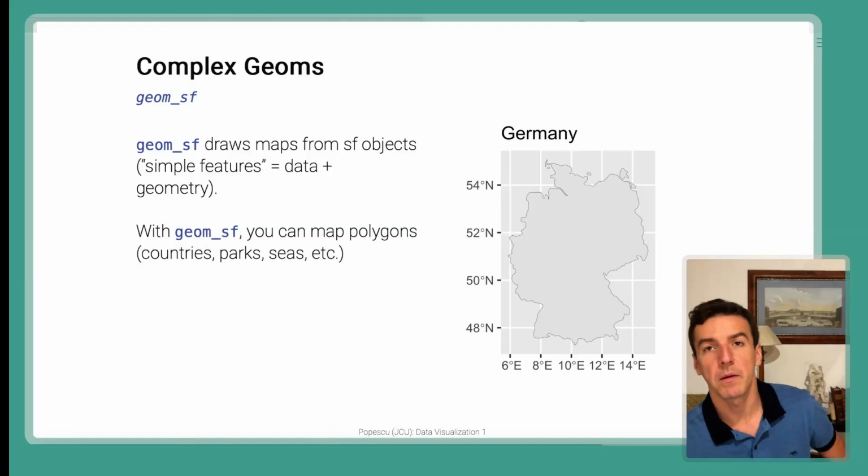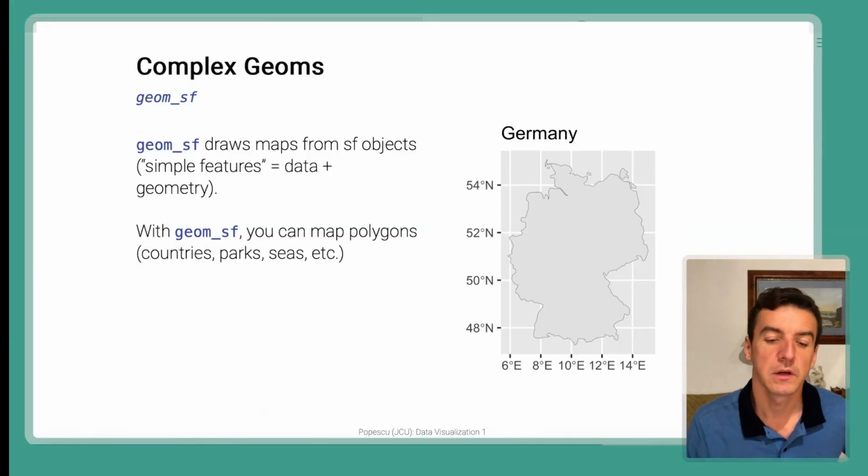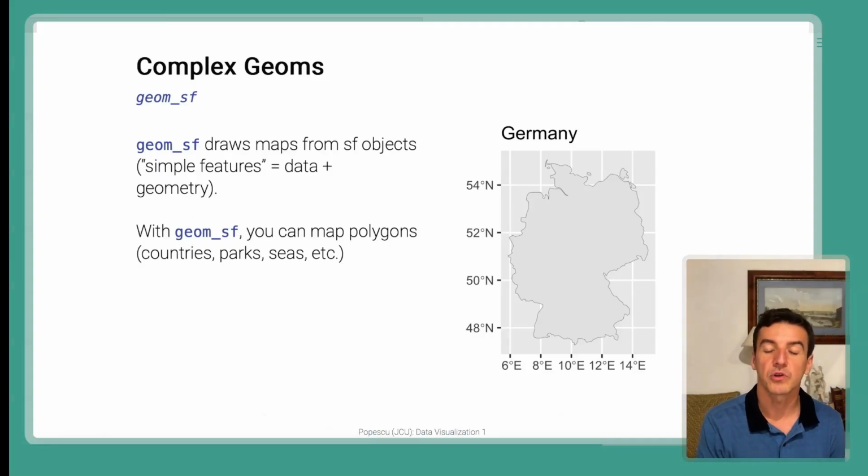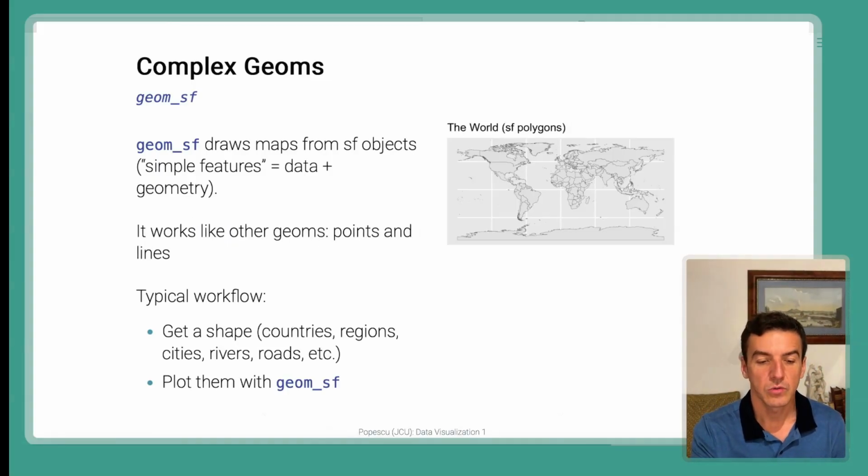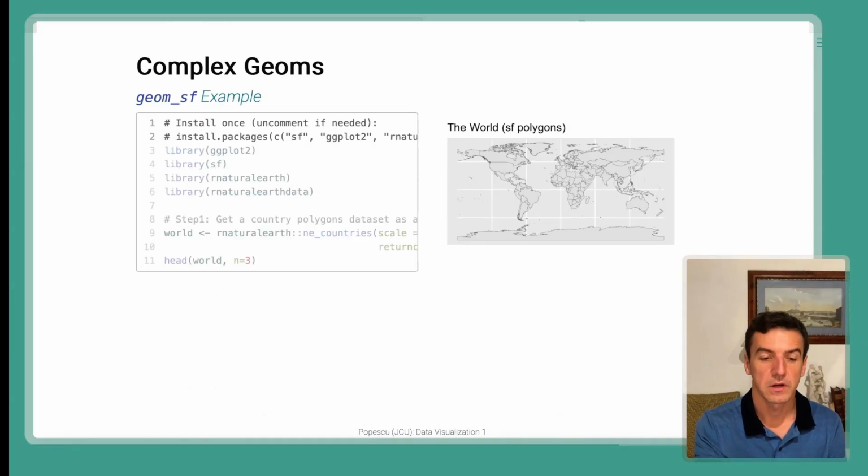We can also map polygons such as countries. This is, for example, a map of Germany using Geom SF. So fundamentally, there is a specific workflow in order to work with Geom SF. First, you have to get an external shape, countries, regions, rivers, and then you can plot them using Geom SF. So let me show you a specific type of use for Geom SF.